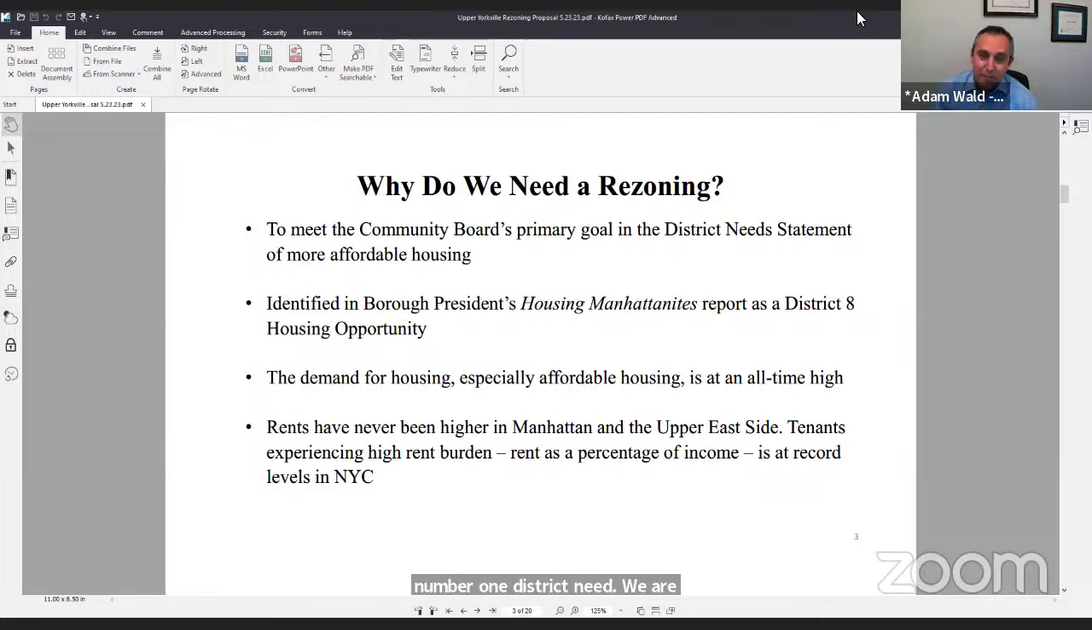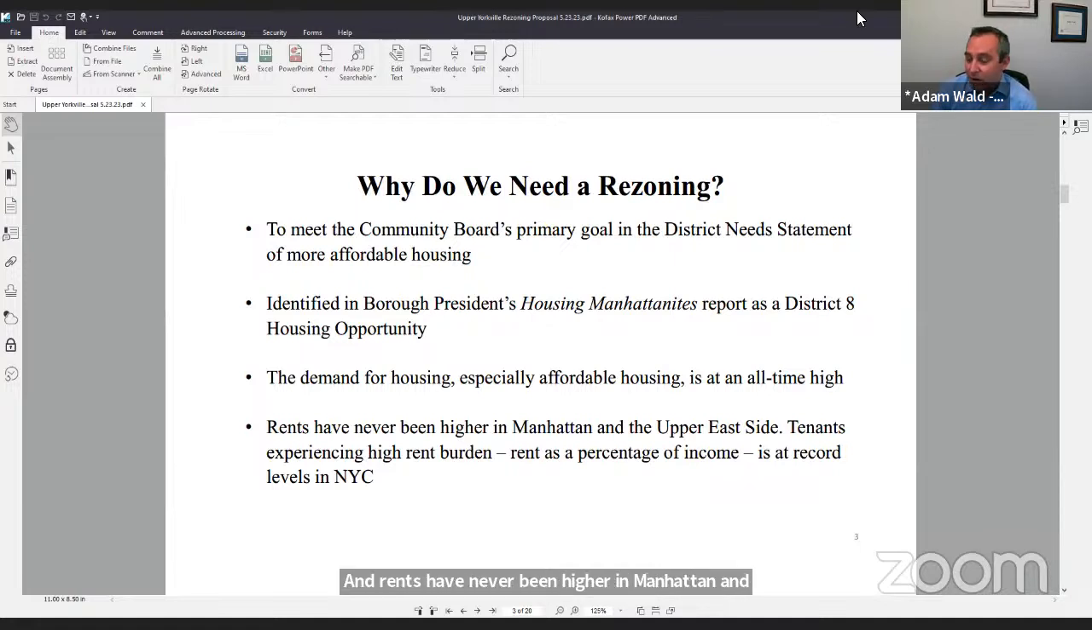This neighborhood was recently identified in the Borough President's Housing Manhattanites report as a housing opportunity. And the report pointed to these specific areas. So in the neighborhood now, the demand for housing, especially affordable housing, is at an all-time high. Landlords continue to warehouse units, partly because the HSTPA, or the Housing Stability Tenant Protection Act, does not allow landlords to renovate units and increase rents. So a lot of units are being kept off the market because it's not feasible to renovate apartments. And rents have never been higher in Manhattan, and they've never been higher in the Upper East Side.